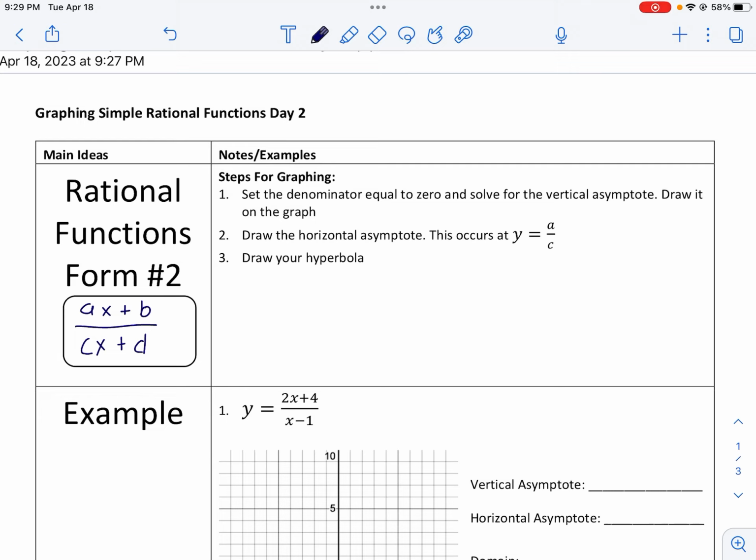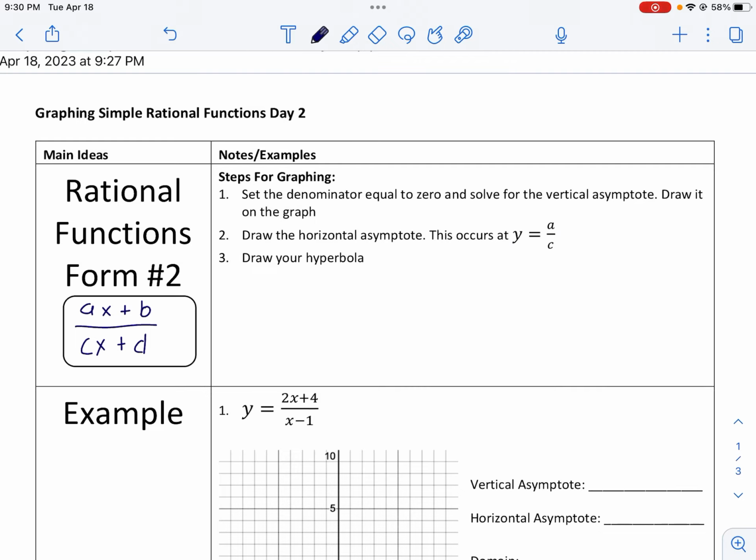Now, here you can see in the steps for graphing, this tells you how to get the two asymptotes, okay? So the first thing you're going to do is set the denominator equal to 0 and then solve, and that will give you where the vertical asymptote is, because the bottom of a fraction can never equal 0. And then to get the horizontal asymptote, you just have to know this formula, y equals a over c, and that will always give you the horizontal asymptote.